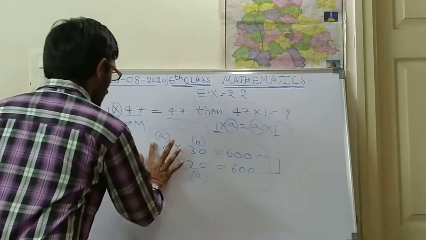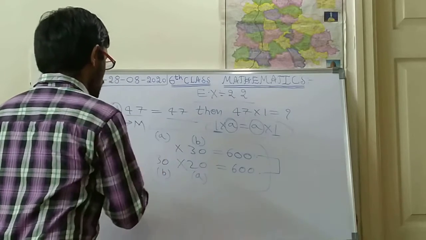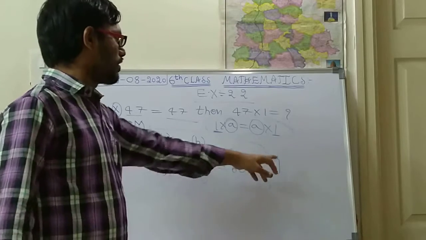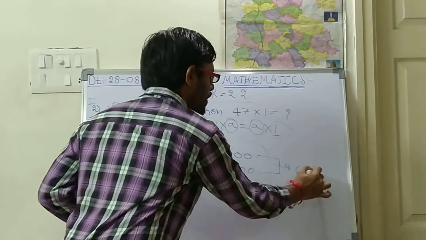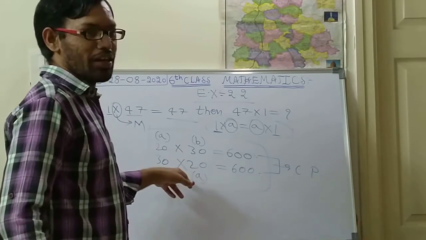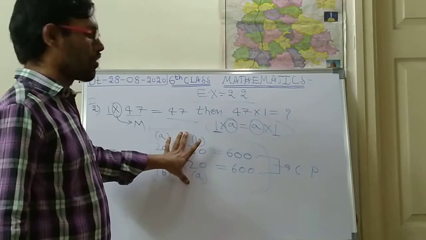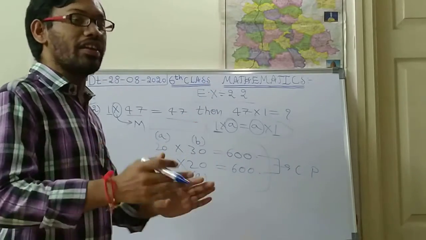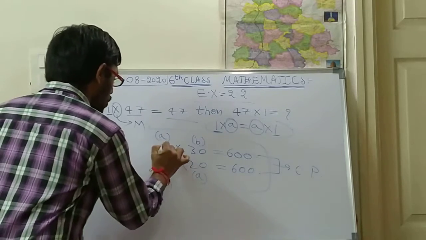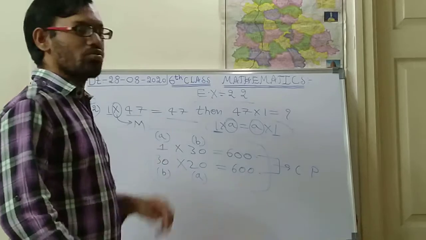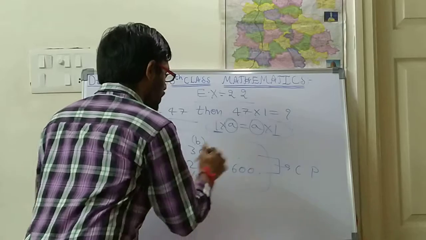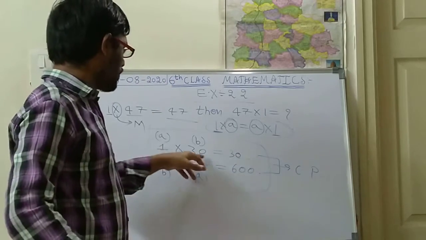So here no number is 1. That's why this is a commutative property. CP means commutative property under multiplication. Okay. So this is commutative property. And what does identity property mean? Suppose instead of 20 there is 1. So what is 1 into 30? 1 into 30 is 30. Is it right, children? 1 into 30 is 30.